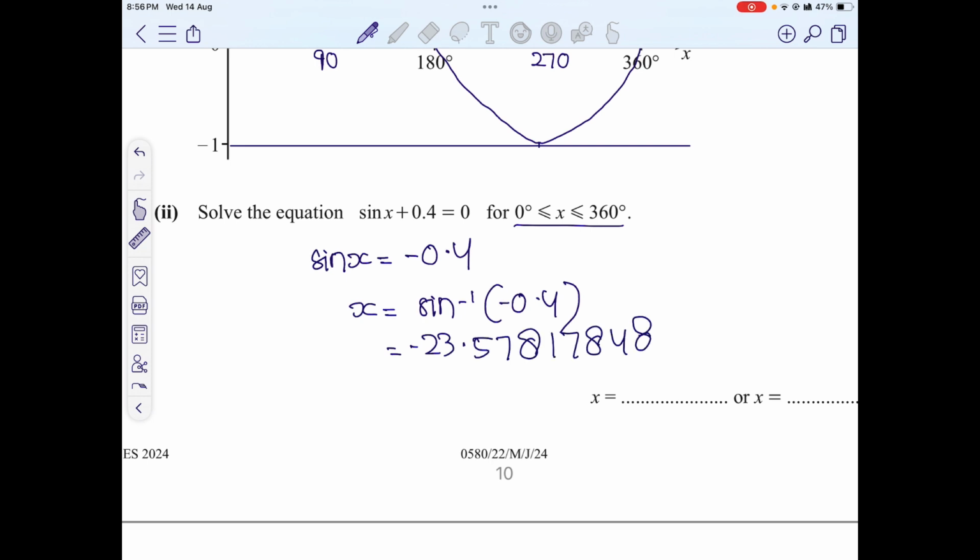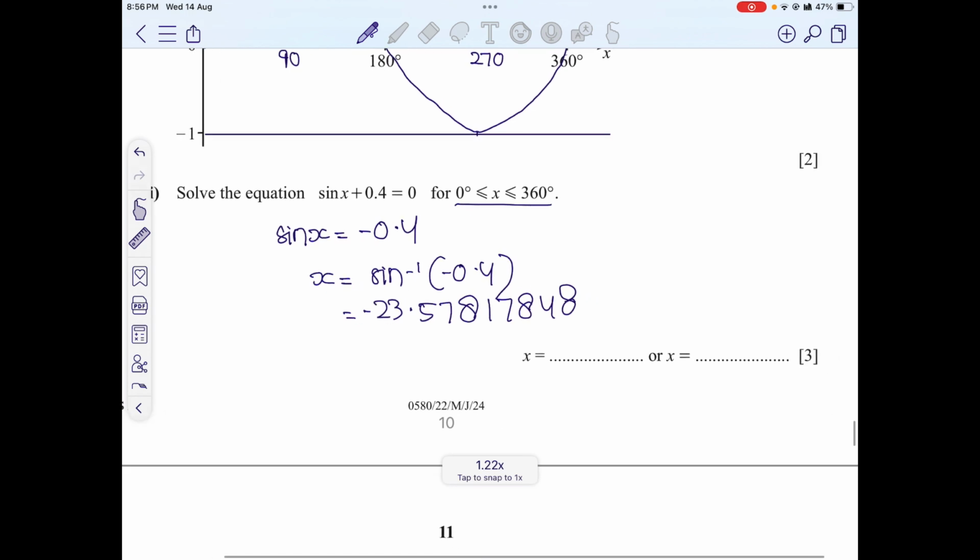23.578178848. Now remember that you can't use this rounded value; for further calculation you need to use the full value. You don't need to write the whole value down, but you can just save this in a calculator as a variable, x or y. Now since this is negative, I could just add 360 to this and I would get 336.4218215. And if I check the sine of my answer value, it gives me negative 0.4.